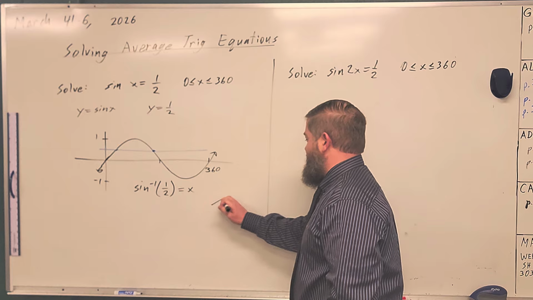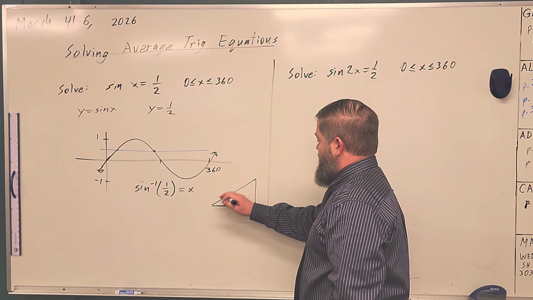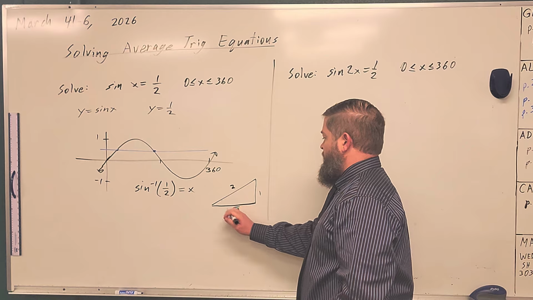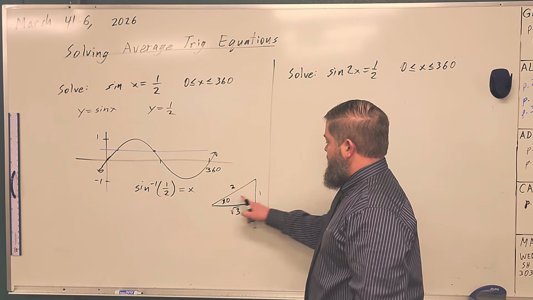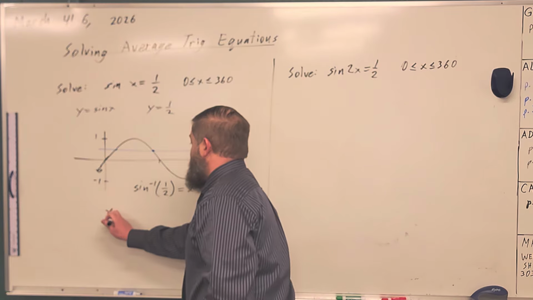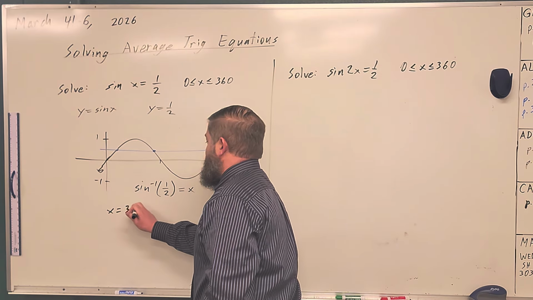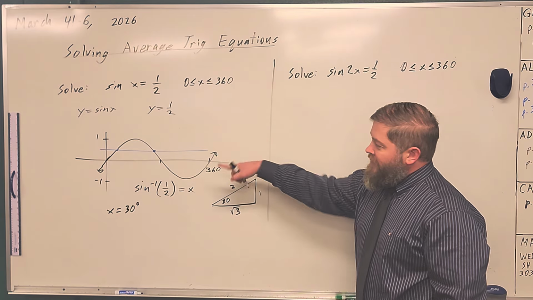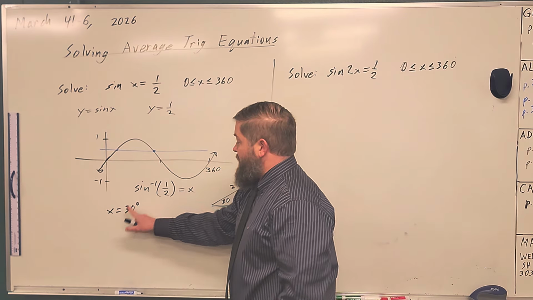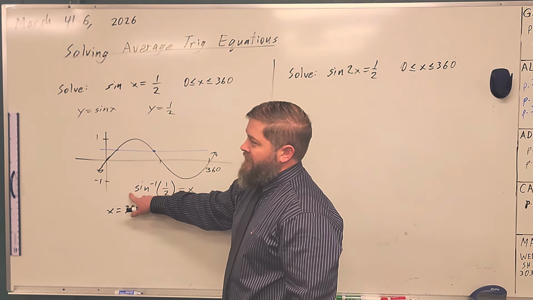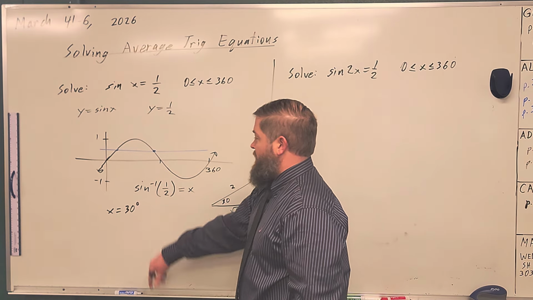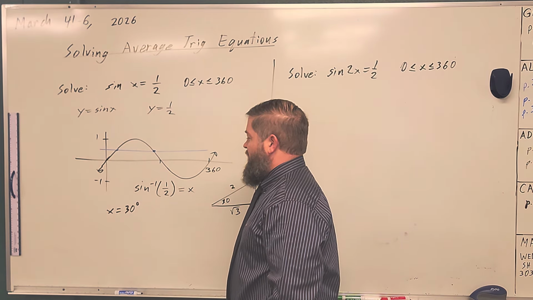30. Okay, let's check. So, if you think it might be a 30, just draw a quick triangle. So 1, 2, 3. If this is 30, sine is opposite over hypotenuse, so yes, it's 30. So the calculator is going to say x equals 30 degrees. But we know there's two answers from the graph. Calculator only gives us one because the range of sine inverse is -90 to 90. So we have to find the second angle on our own, which is 150.